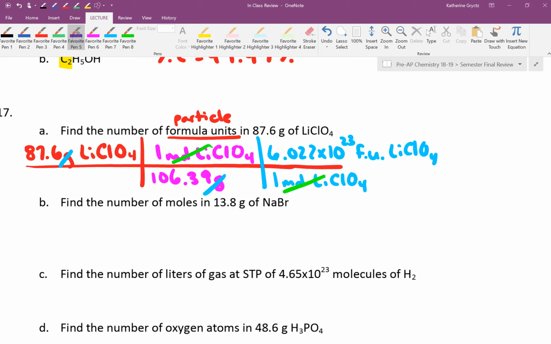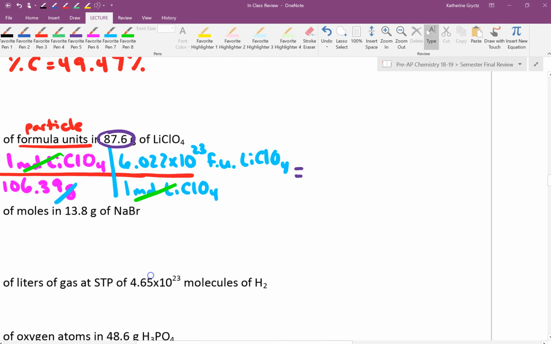Okay, and we definitely want to do significant figures, so we're going to go from the numbers given in the problem. So I'm going to give 3 significant figures. That's going to be 4.96 times 10 to the 23rd. And this would be formula units of LiClO4.